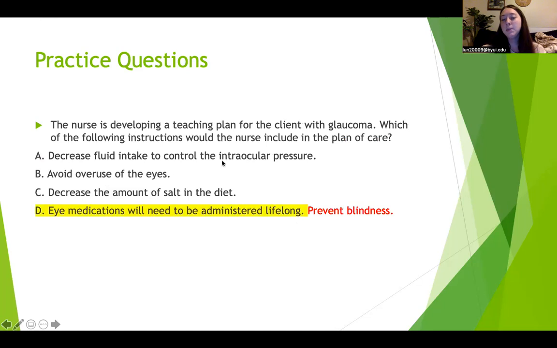Developing a teaching plan for a client with glaucoma, which of the following instructions will the nurse include in the plan of care? D, eye medications will need to be administered lifelong. Eye drops prevent blindness from glaucoma.